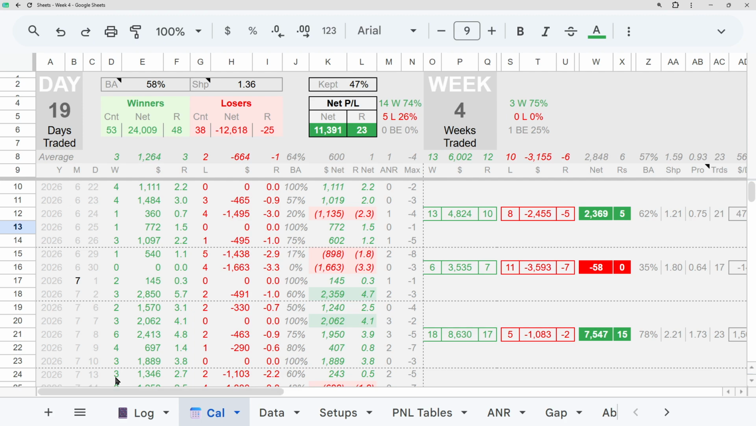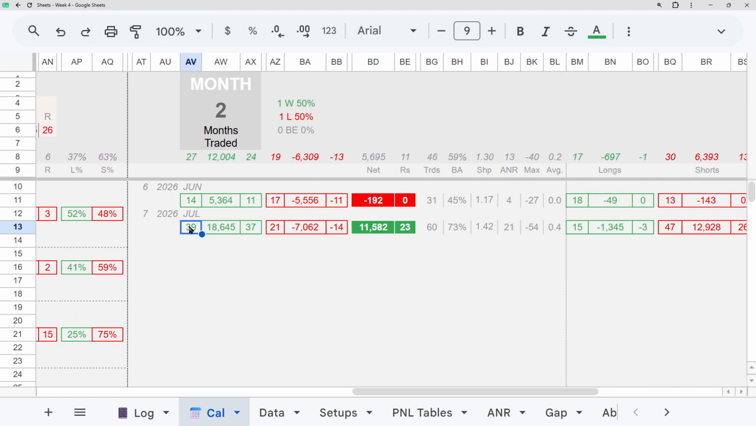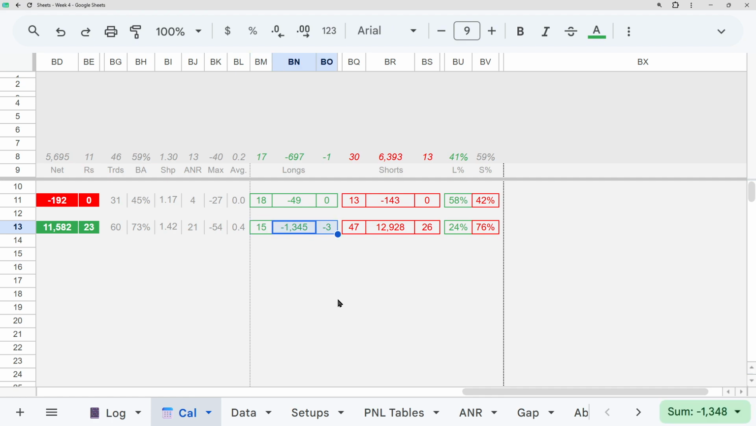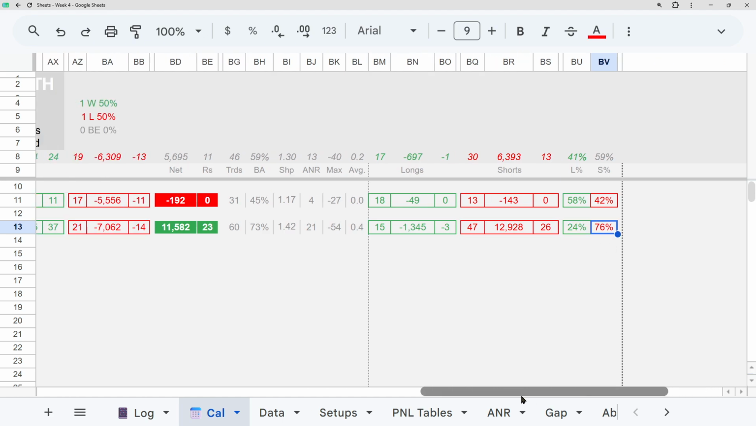So far this month, that is 12 days. In total, 60 trades. 39 winners, 21 losers, and this is the result so far for 12 days. Batting average 73%. For the Sharpe ratio, I had to change the formula here because it was wrong. Sharpe ratio is 1.42 so far. 21 additions, 54 Rs left on the table. 15 longs lost me this much. 14 shorts made maybe that much. I was long 24% of the time, short 76%.